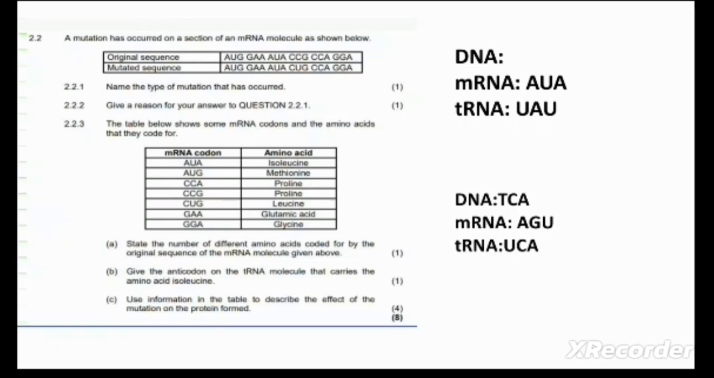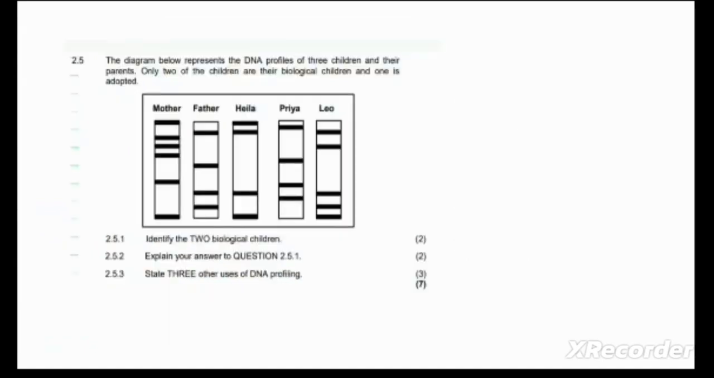For example, if you're given base triplets for tRNA, you are going to get the ones for mRNA first, and then if they wanted DNA, you move to DNA after moving from mRNA. You don't move from DNA to tRNA straight.